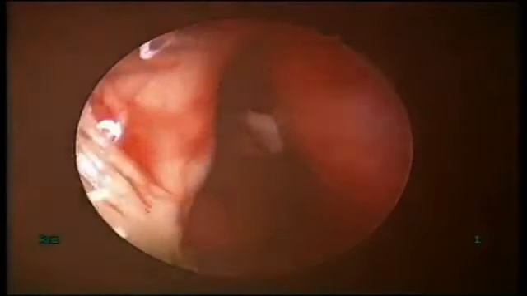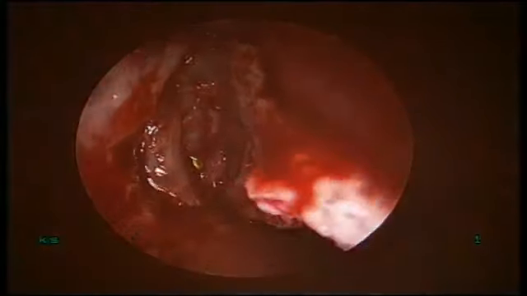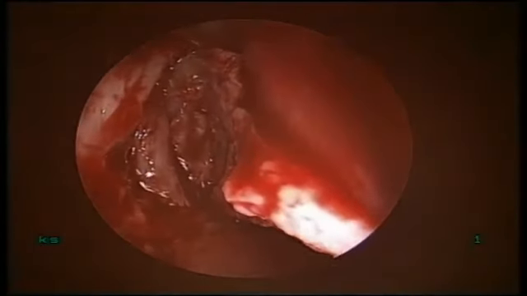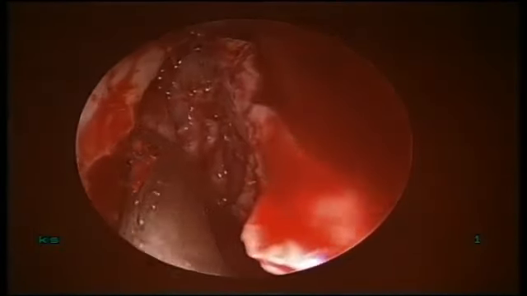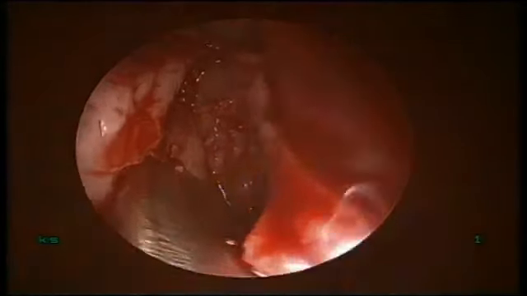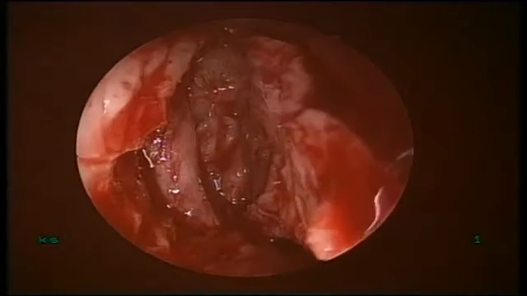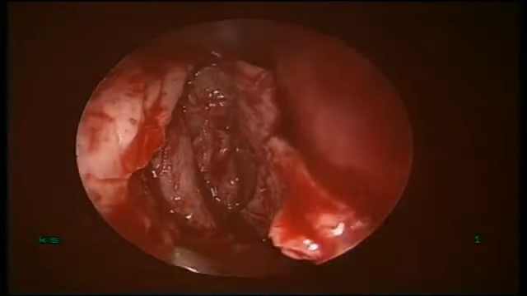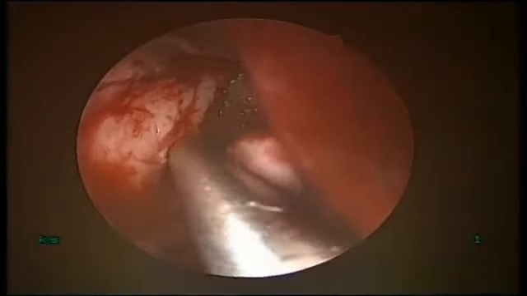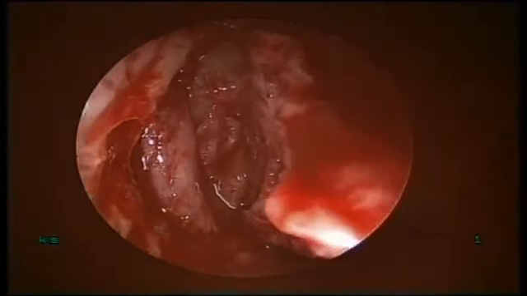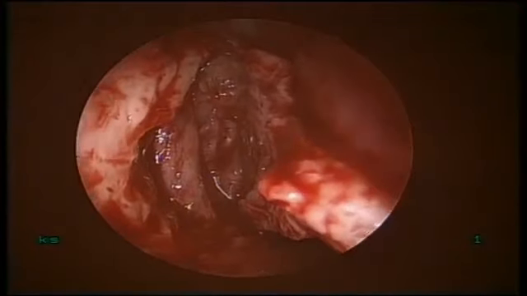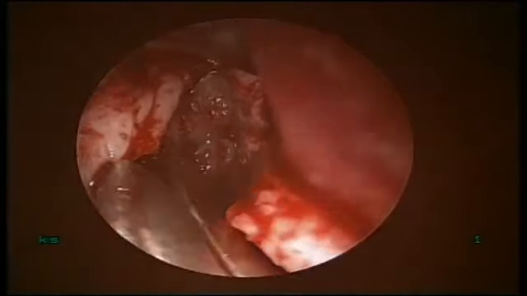Debrider. Straight. So now see the completely marsupialized. I will now extend my marsupialization a little more anteriorly here. Superior extent is very nicely done with the single chip of bone. That's why I prefer this particular keratin.